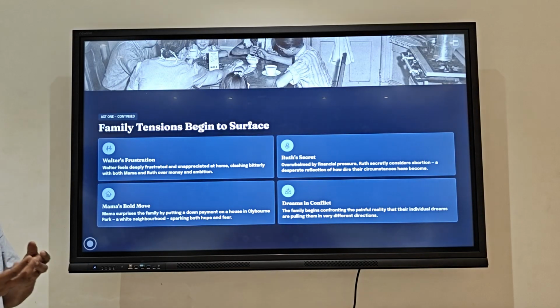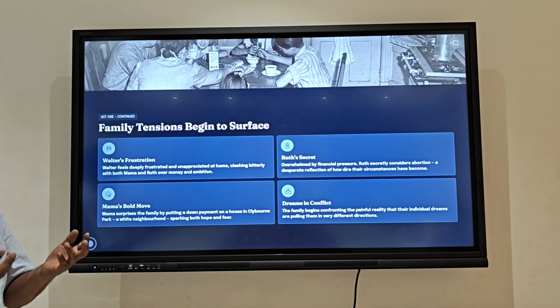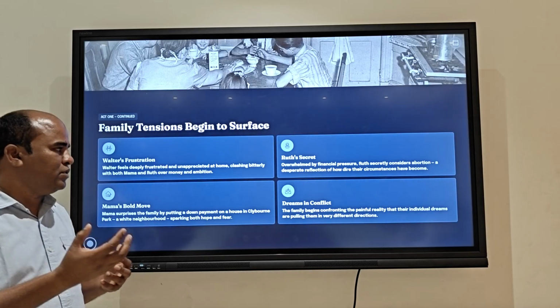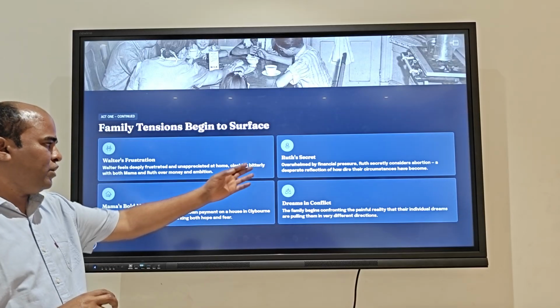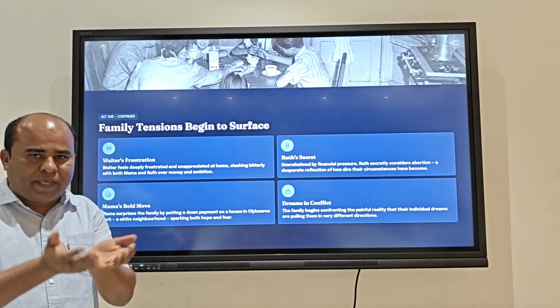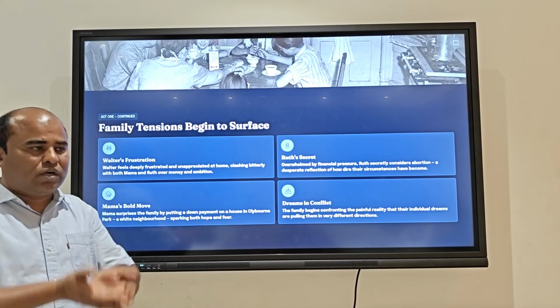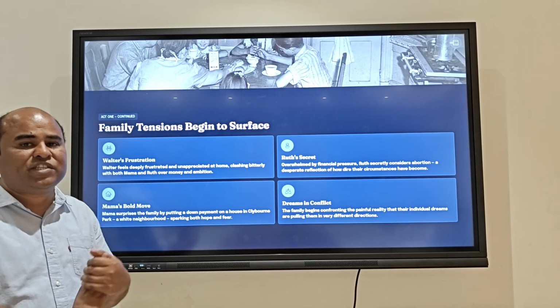Then Mama has certain dreams to fulfill. Another element of this play, that which actually makes the tension rise up, is Ruth's secret.